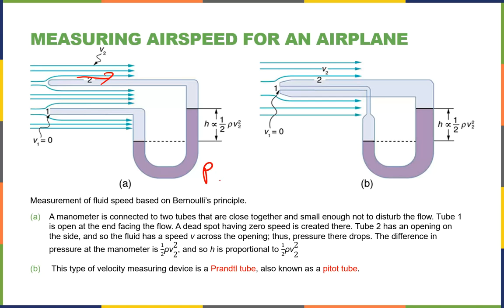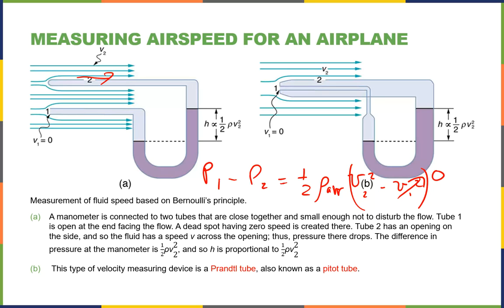And so you have pressure 1 minus pressure 2 is equal to 1/2 the density of the air times speed 2 squared minus speed 1 squared. But speed 1 was just 0. So the pressure difference is simply going to be 1/2 the density of air times the speed of the airplane squared.